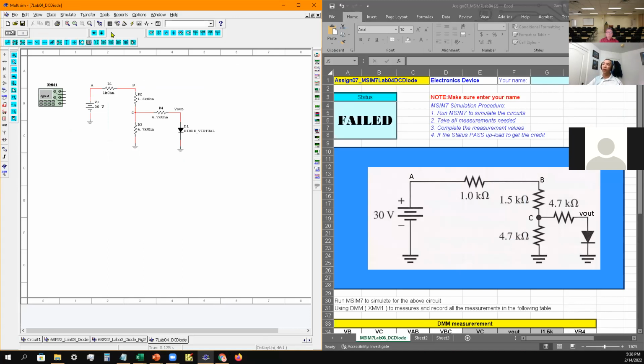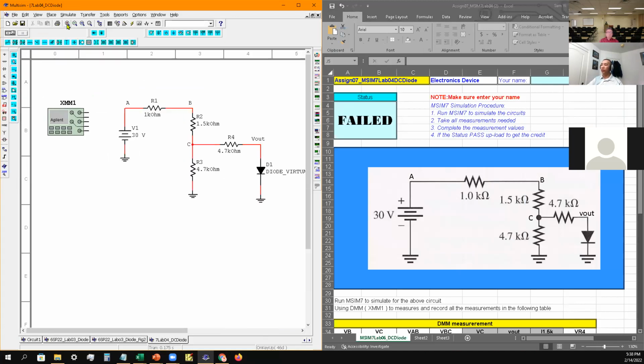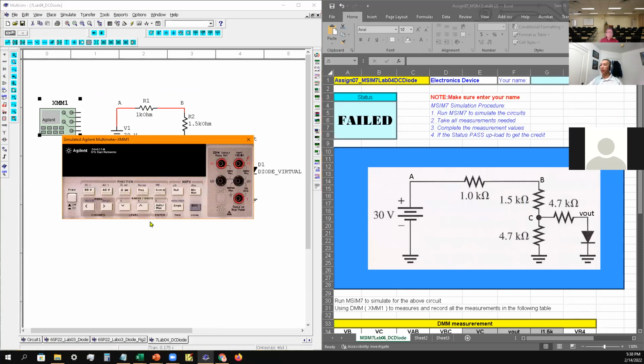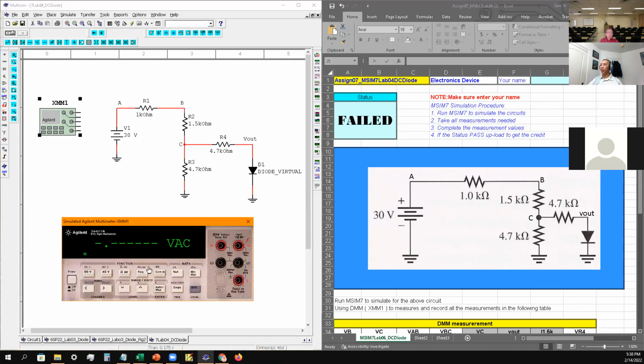Okay, so let me zoom in on that just a little bit. Turn that on. Okay, so change to DC because we're going to be working with DC. So this is 30 volts, positive on top, negative on the bottom. Okay, 30, 1K, 1.5K, 4.7K, 4.7K, and 1K.